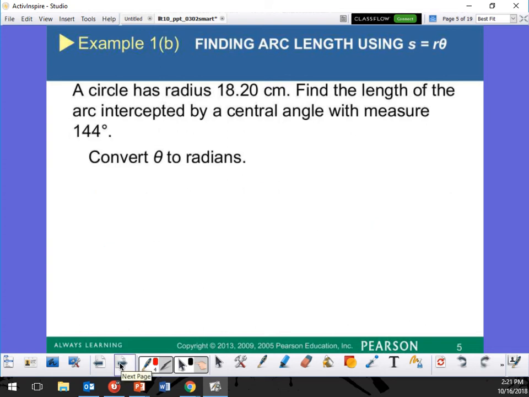All right, so look. Same circle, so it has the same radius, right? But the angle has to be in radians. So I'm going to convert to radians. It's going to be 144 degrees times, when I convert to radians, I'm going to multiply by what? Pi over 180, right? But don't put the pi, remember?